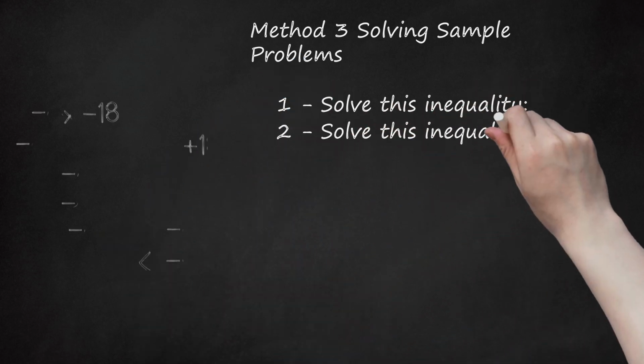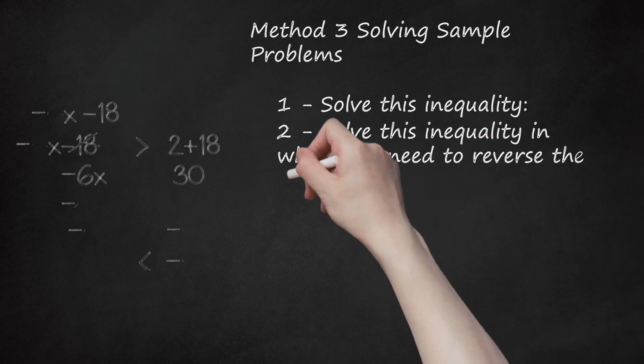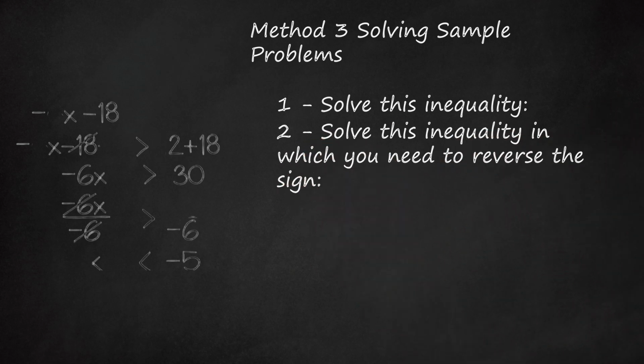2. Solve this inequality in which you need to reverse the sign. -6x - 18 > 12. Isolate the variable by adding 18 to both sides: -6x - 18 + 18 > 12 + 18, so -6x > 30. Divide both sides by -6.